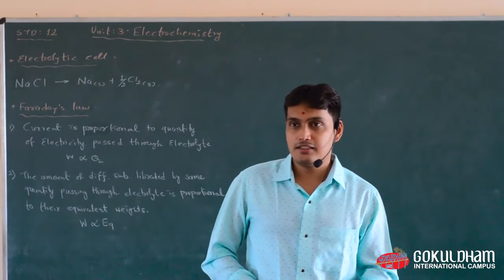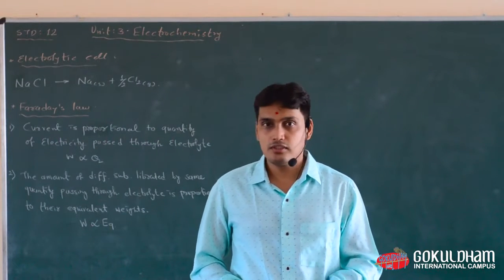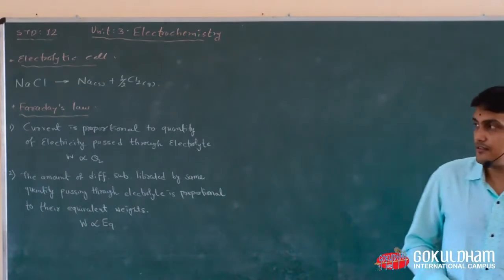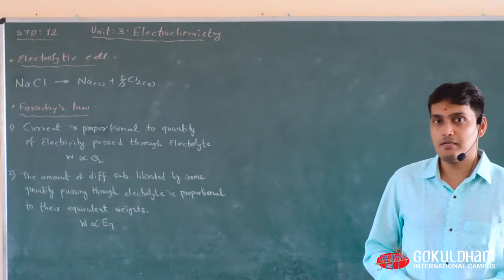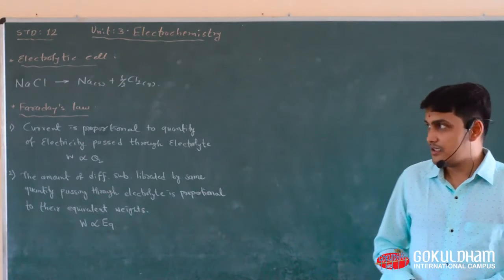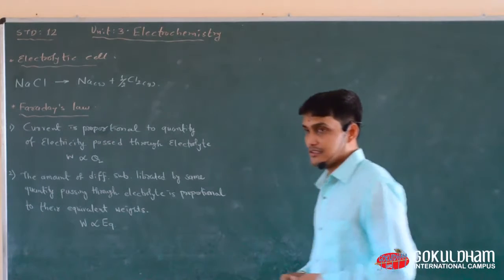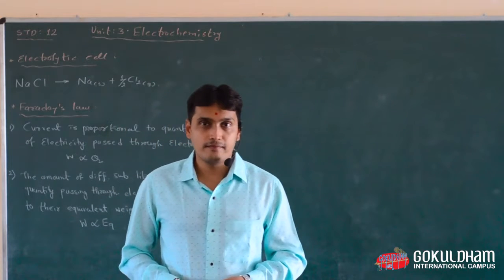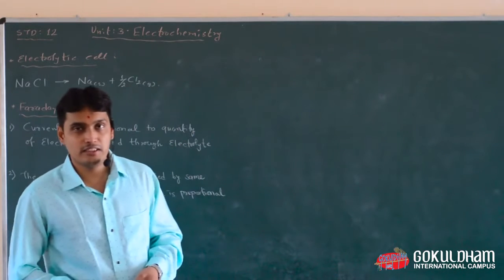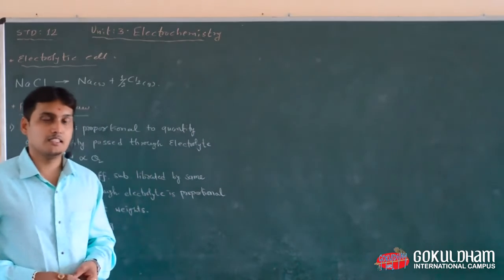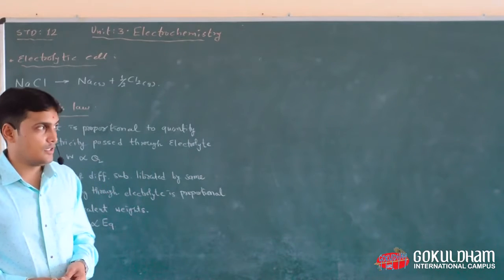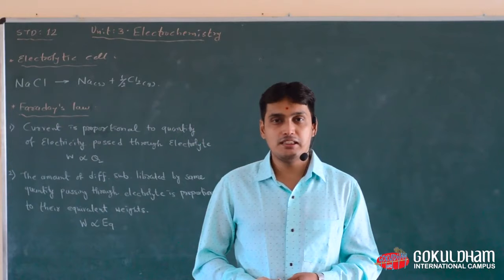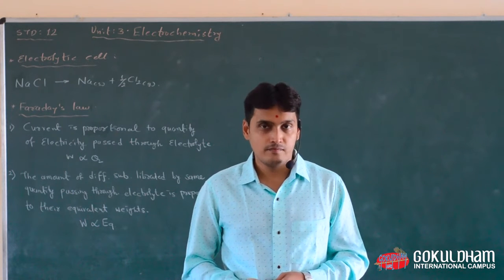In our previous lecture, we discussed the limiting molar conductivity, and we can find the limiting molar conductivity by Kohlrausch's law. That portion is in the electrochemical cell. Now from today, another section will start. That section is the electrolytic cell. What are the basic differences between an electrochemical cell and an electrolytic cell?